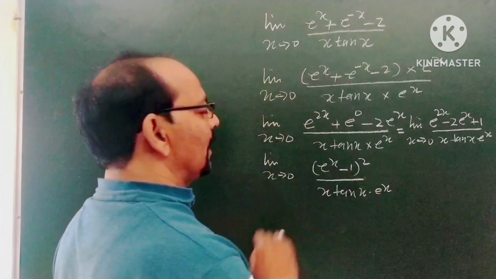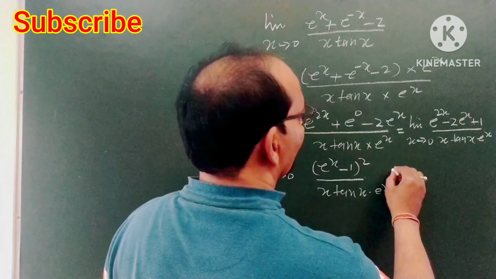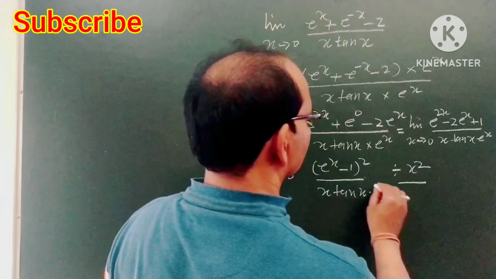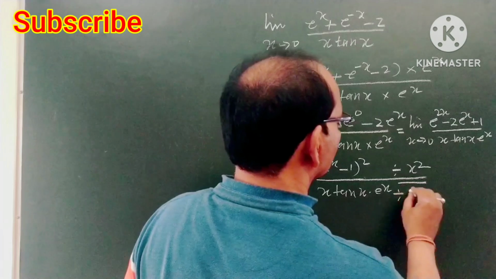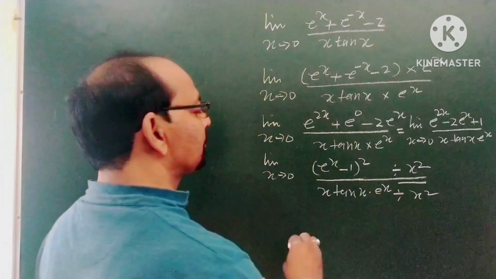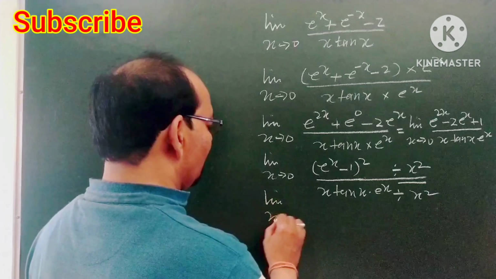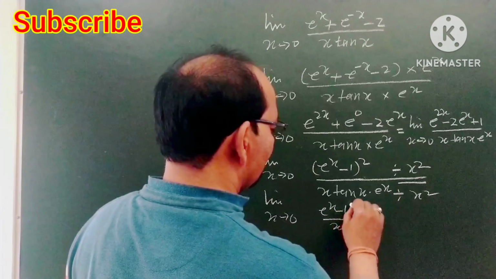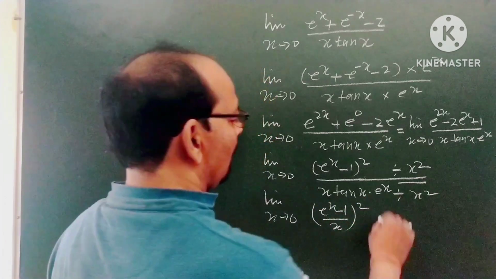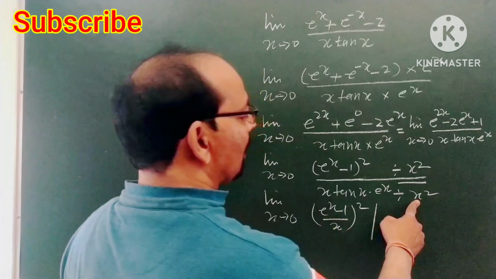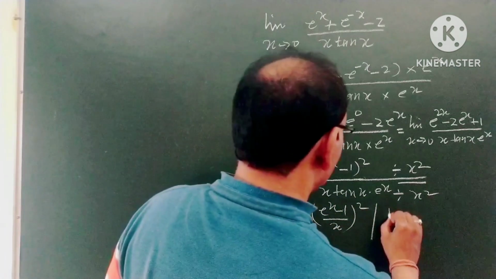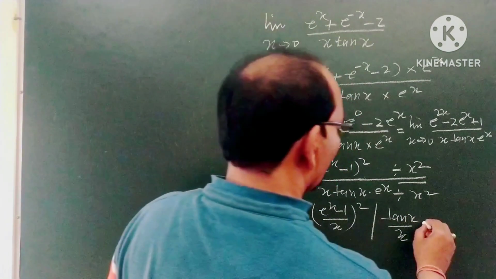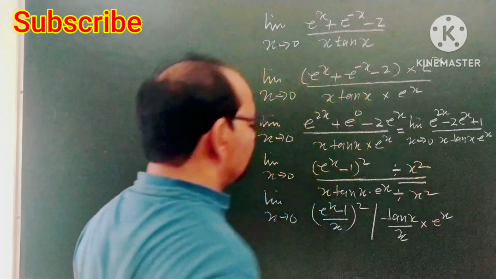If we divide both numerator and denominator by x², there will be limit x tends to 0, ((e^x - 1)/x) whole square, and in the denominator x², where one x cancels, there will be (tan x)/x into e^x.